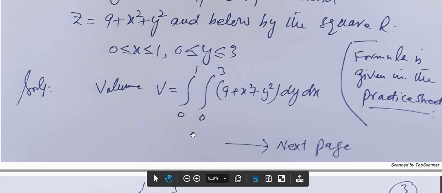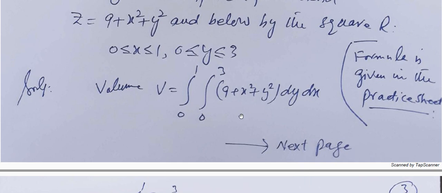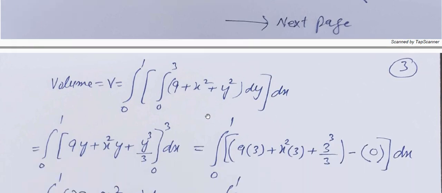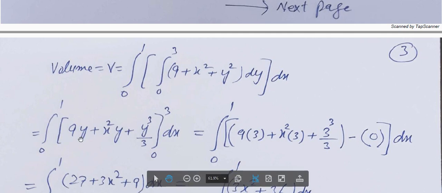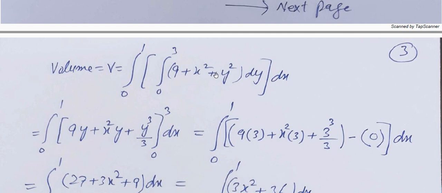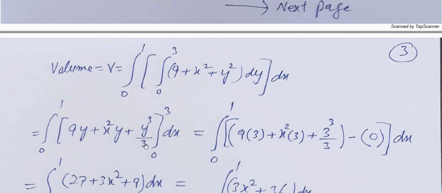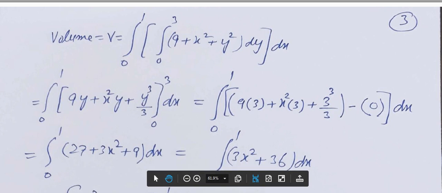Now next is the same, you have to integrate this. First you will integrate with respect to y, and later on with respect to x. The integration of 9 with respect to y will be 9y. Integration of x square with respect to y, because we treat x square just like a constant, will be x square y, since the integration of 1 is y. Plus the integration of y square, which is y power 3 over 3, because you know the formula y power n plus 1 over n plus 1, so it is 2 plus 1 over 2 plus 1, so y power 3 over 3. And then you substitute the limit from 0 to 3.